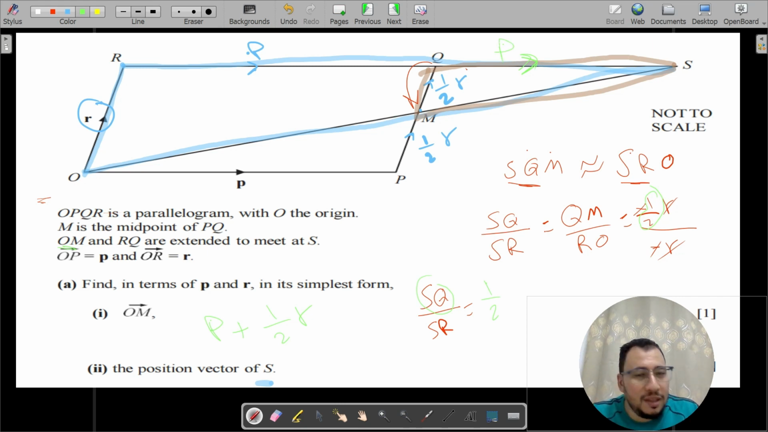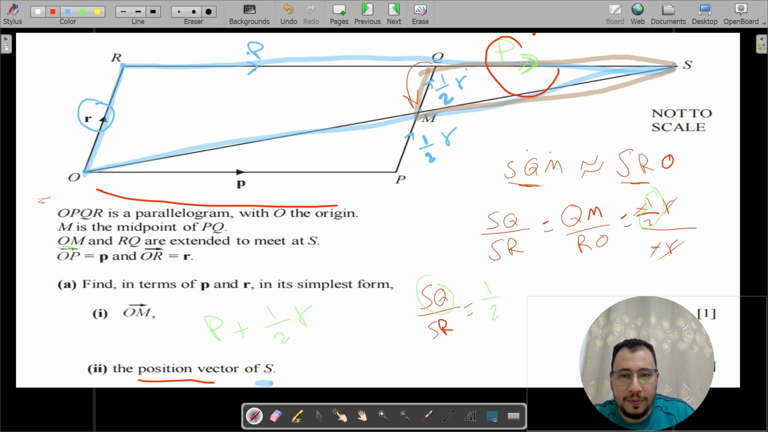Okay, and now we can solve our question easily. Why? Because here we got this with P already. Let's do that here. What is the position vector of S? In the position vector of S here, OS, position vector means starts from O. So OS means OP, plus PQ plus QS. This is how we can go from O to S.